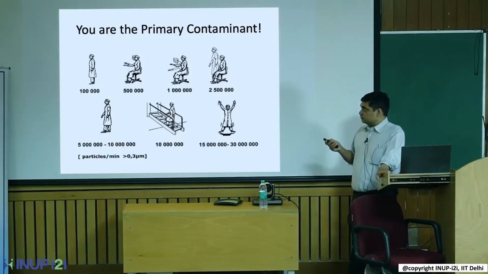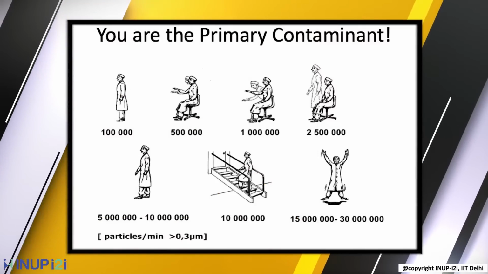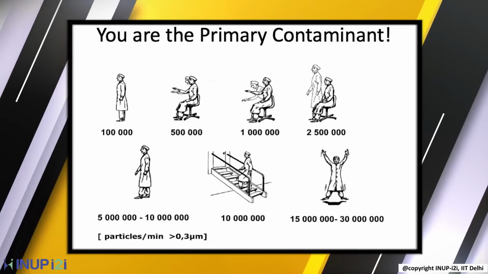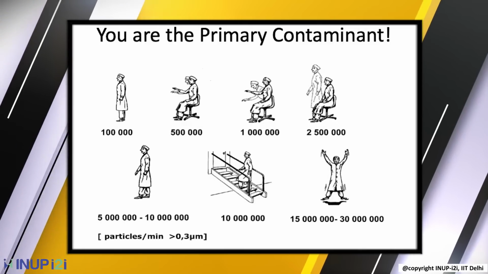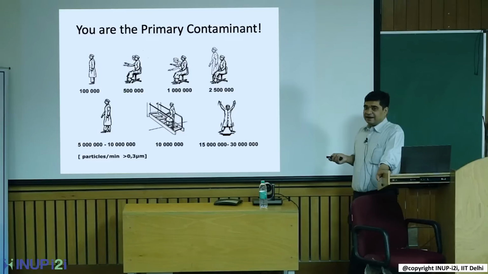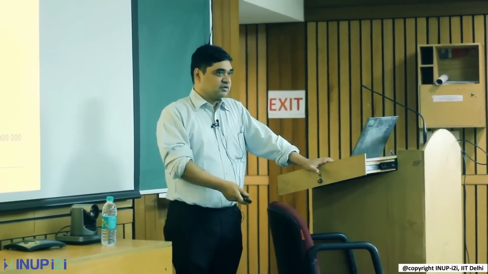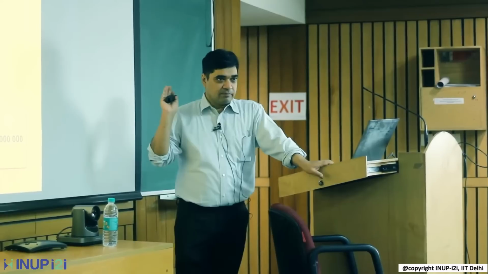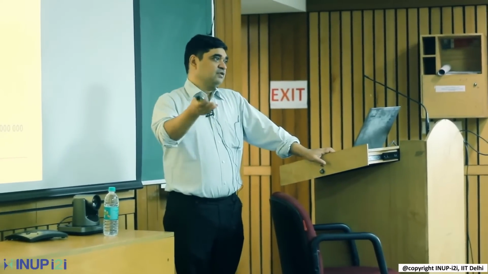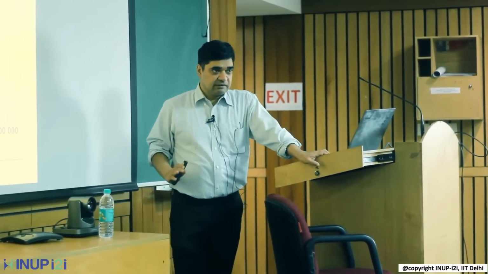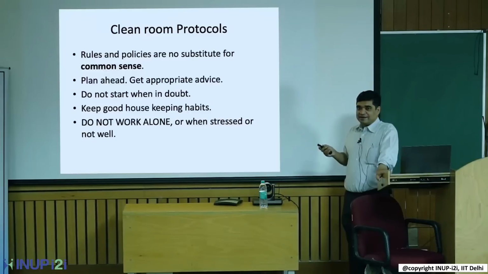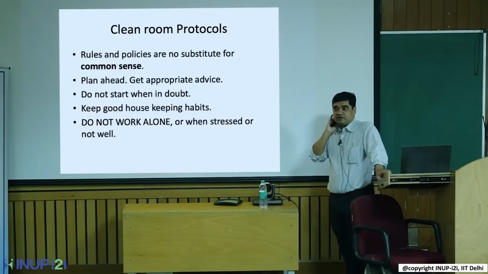And this is to show you the number of particles you are shedding per minute if you are still, and if you are doing calisthenics. It goes from 100,000 to about 15 million, right? So the idea is that inside a clean room you minimize your movement. It's not a place that you go and talk to your friend while your process is running. You plan what your experiment is, you go inside, you do it, and you come out. That's it, right?